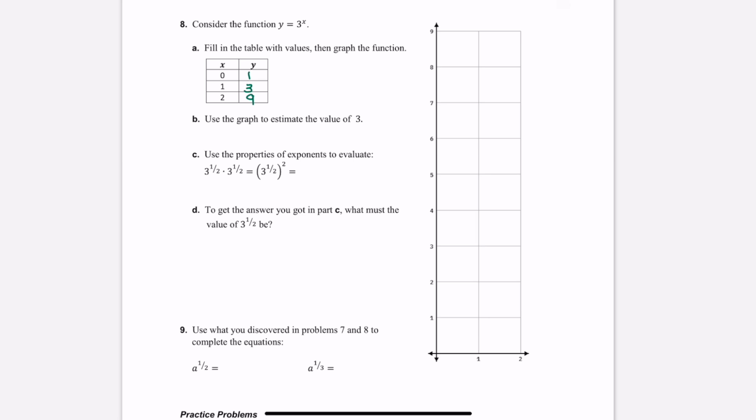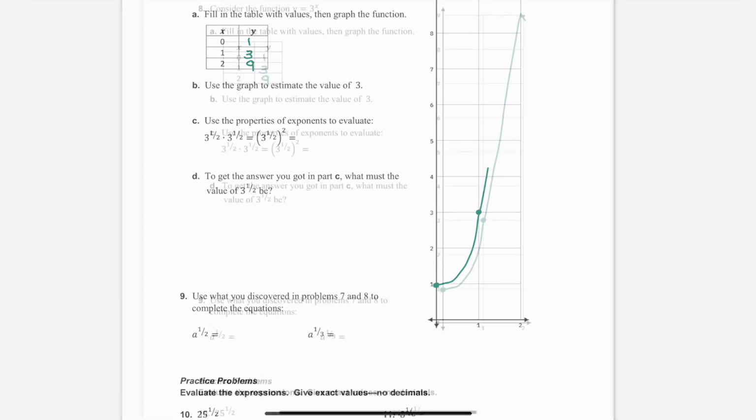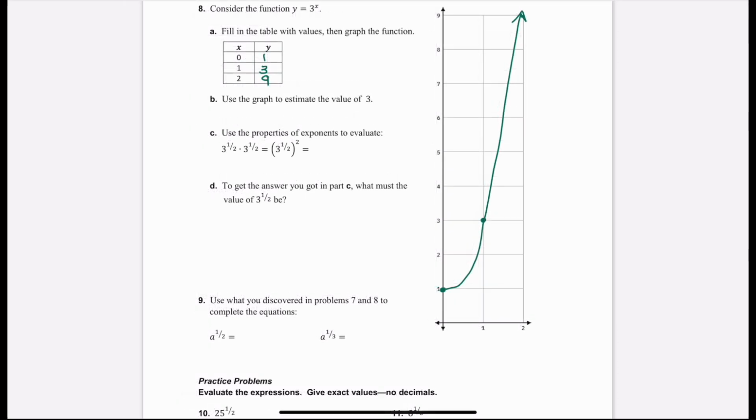We have at 0, we're at 1. At 1, we're at 3. And at 2, we're at 9. Gonna graph our exponential. If we had a half, it's going to be a little more than 1, somewhere in between 1 and 2, maybe 1.3.